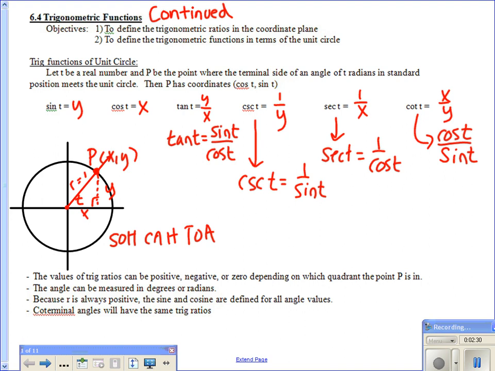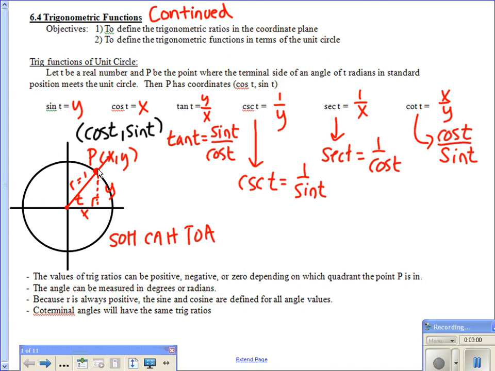So that's how we also know that the x-coordinate of the point is really going to be the cosine of the angle, and the y-coordinate is the sine of the angle, and that's how you can get that (x, y) ordered pair. Now, the values of the trig ratios can be positive, negative, or 0 depending on which quadrant the point P is in. The angle can be measured in degrees or radians, as we talked about. Because r is always positive, the sine and cosine are defined for all angle values.